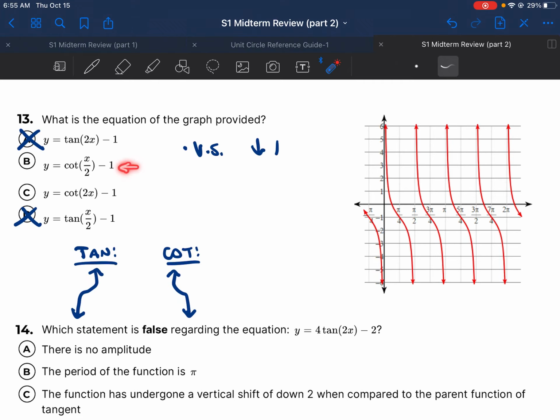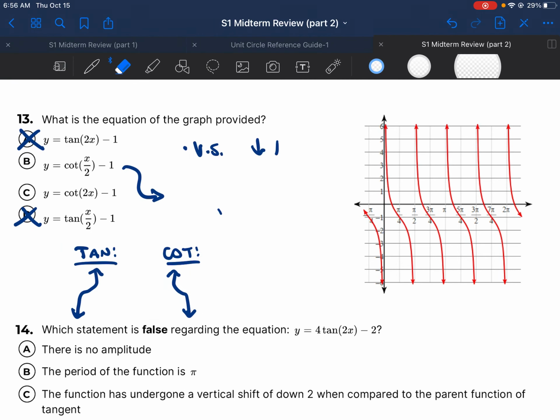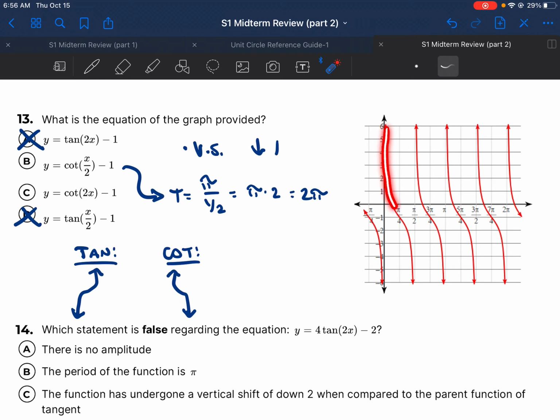So if I take this one, for example, we're looking at answer choice B. The period would be pi divided by 1/2, which is pi times 2, which is 2 pi. Well, if we look at our period over here on the graph, again, we're just looking for the length of one complete cycle. One complete cycle here would be from 0 to pi over 2. So the period should be pi over 2, meaning that this period is incorrect. And our answer choice would have to be C.